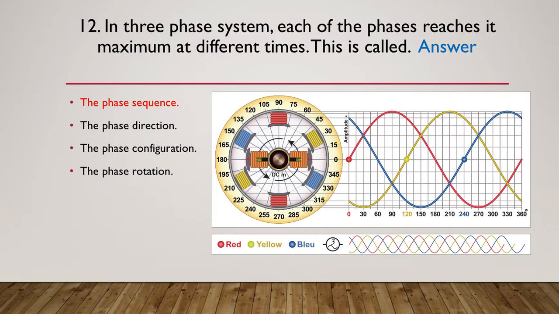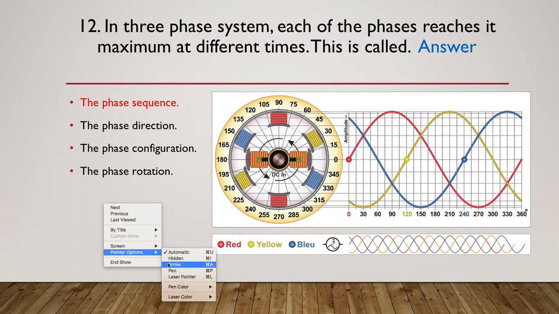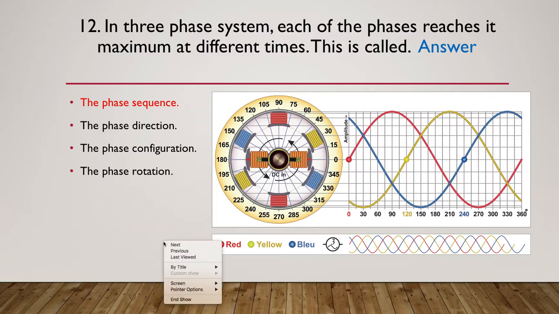So here's the answer. The answer is called the phase sequence. Just get my screen pen up. There we go. And here you can see A phase occurring, then B phase, and then finally C phase. So we call this the ABC sequence. So it's called the A, B, C phase sequence is what it's called.